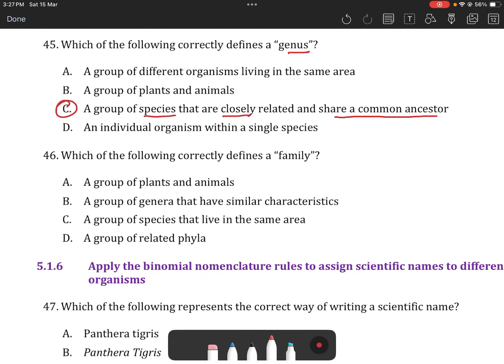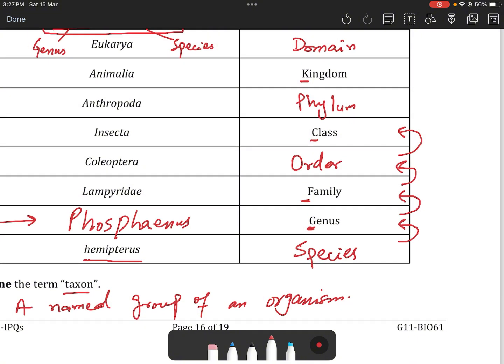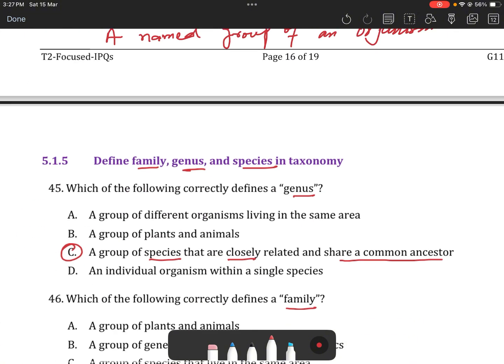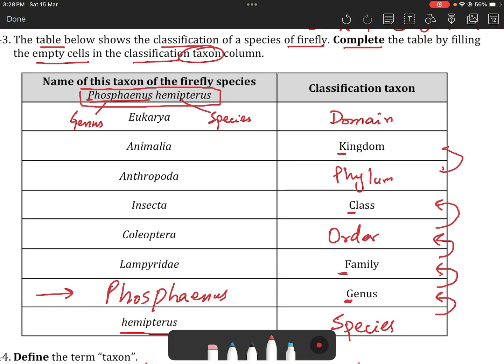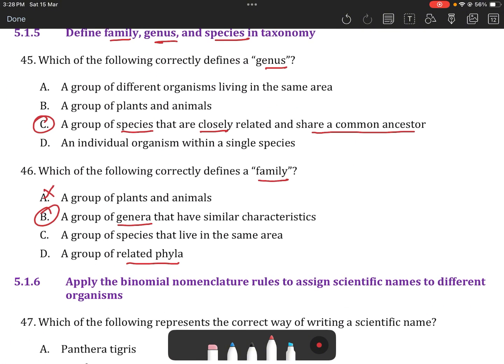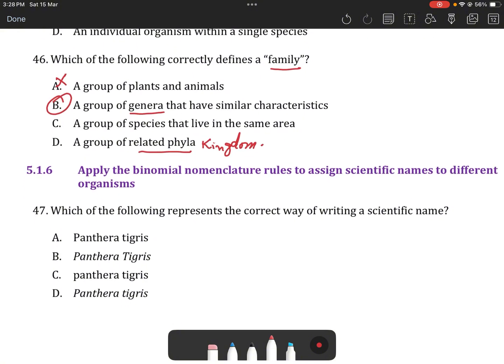Which of the following correctly defines a family? The same way, you can define it as similar genera making a family, or related families making an order, whatever you want. A group of plants and animals? No. A group of related genera? Okay, as I told you from the table, yes. A group of species that live in the same area? And a group of related phyla. Who is the group of related phyla, by the way? Related phyla make a kingdom. Maybe they ask you which of the following correctly defines kingdom, and then the answer will be D.